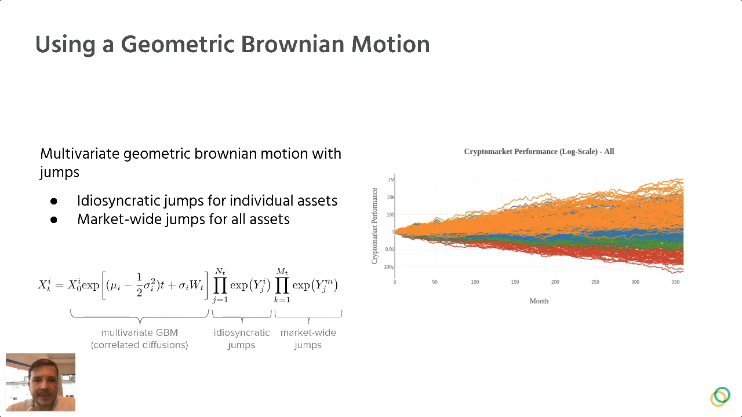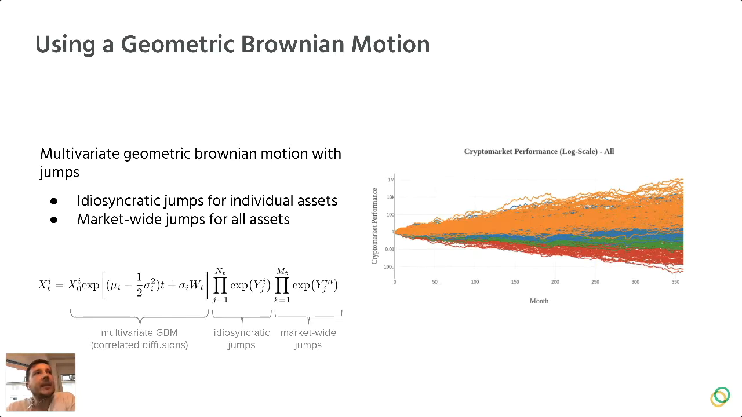So what you can see here are paths from a geometric Brownian motion on the chart to the right. These paths show you the crypto market performance in different scenarios over the course of 30 years. So you see here over 350 months of basically daily crypto market performances. They all start at 1, and then some go to extremely high values, and some basically go to 0.